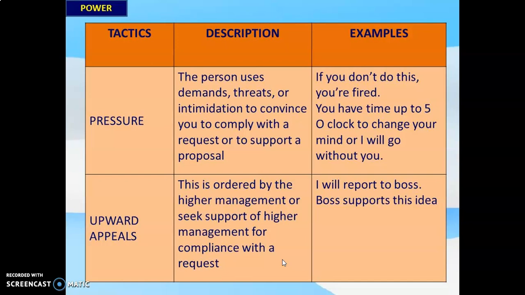Then second technique is upward appeals. This is like when I tell my employee that the task has been ordered by the higher management and they need your support for completing this task. So this is an upward appeal.